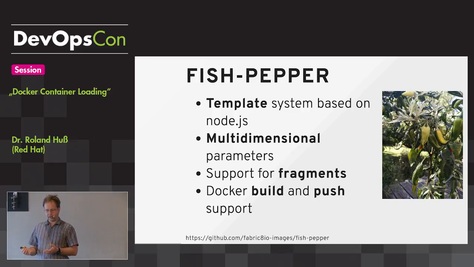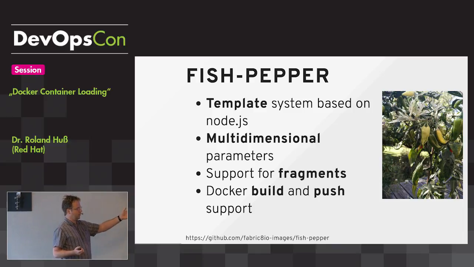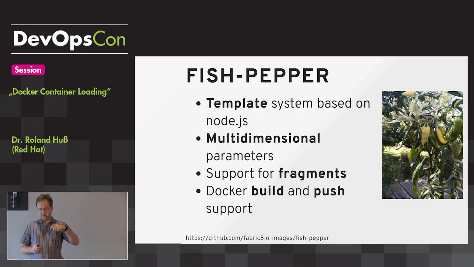Another part of what Fishpepper does is so-called fragments. This is a sort of include mechanism for reusing things. For example, we have a fragment for the startup script of a Java application, so it's a run.sh. And it's not only the part in the Dockerfile which could be included, but also the files which this snippet includes itself. So it's a Dockerfile snippet, plus additional files, which then simply are part of the Docker build. So this is quite nice. You have a sort of block, as it is called in Fishpepper. And then you can also do build and push directly from within Fishpepper.